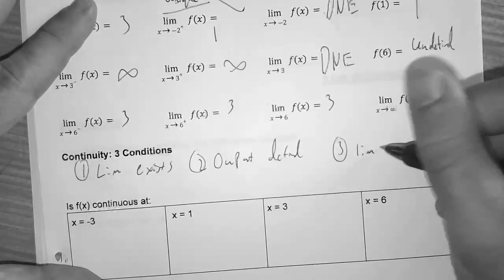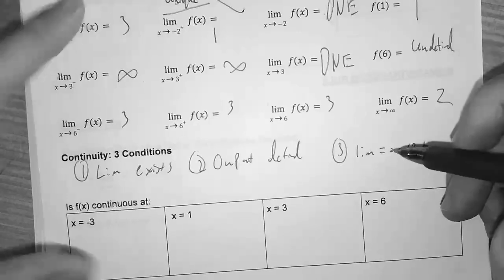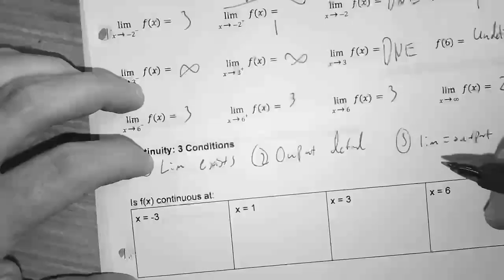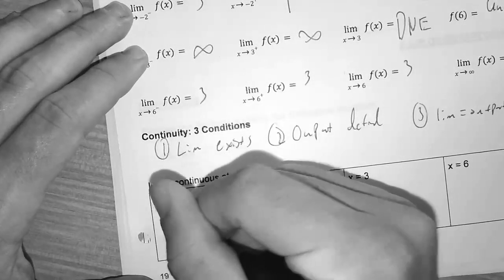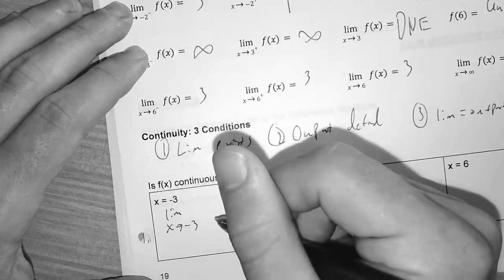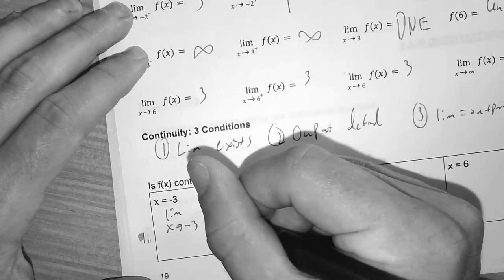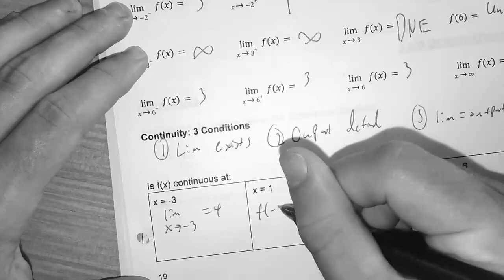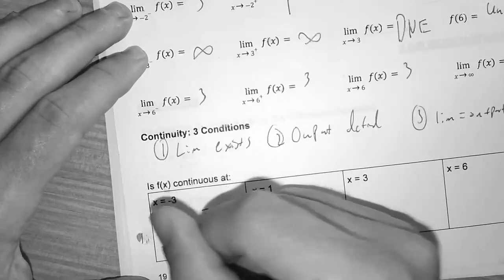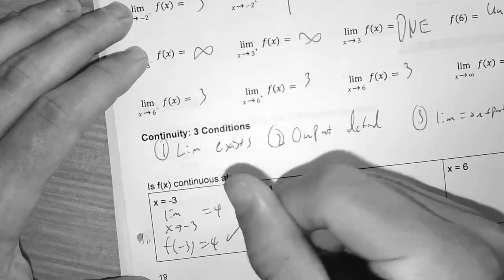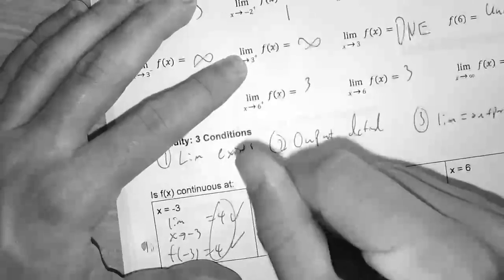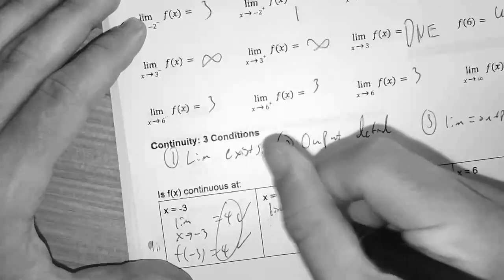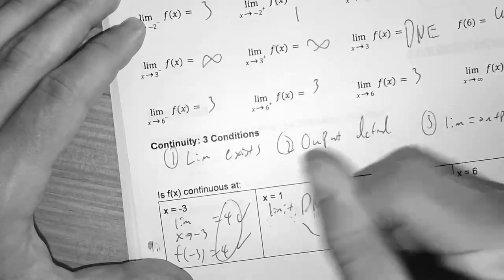Limit equals output. Okay. So here at negative 3, we meet all the requirements, right? The limit exists. The limit as x approaches negative 3 is 4, right? f of negative 3 is also 4, so because these two are the same, it's good. At 1, well, 1 is defined, but the limit does not exist. Limit D and E, so it's a no.